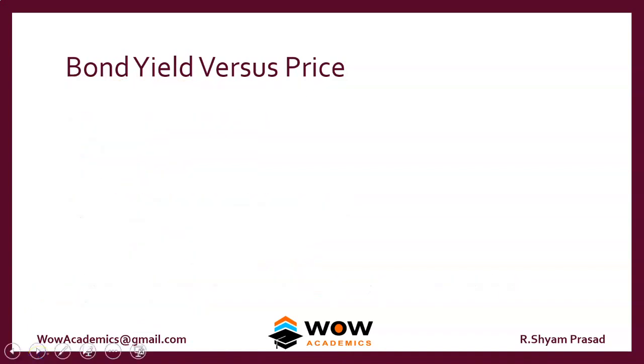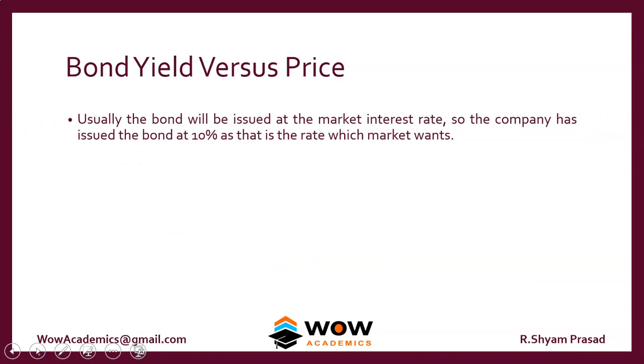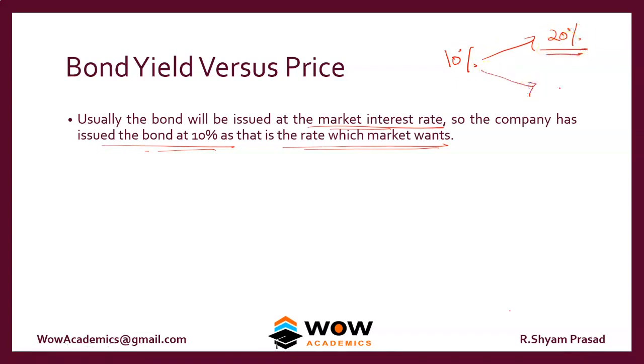Now, usually the bond will be issued at a market interest rate. So the company has issued at 10% as that is the market rate. You can't say that I will issue my bond at 5%, 10% or 20%. You will issue at the market rate. So assume that the market rate is 10%. You will not issue a bond at 20% because that is a loss for you. You won't issue at 5% because no one will buy your bond. You have to issue at 10%. So that's how the interest rate is fixed for a bond.